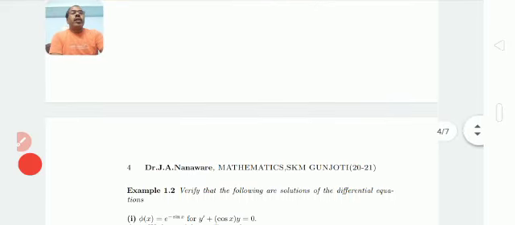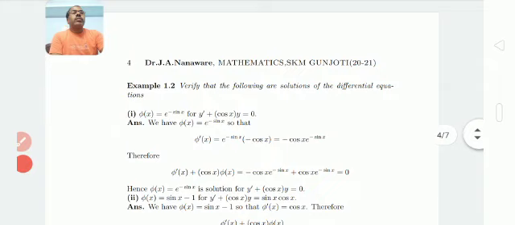Now we consider one example where we verify that the given function is a solution of the differential equation. So when do you say that? Again apply the definition of solution of a differential equation. So when do you say that any function is a solution of the differential equation?